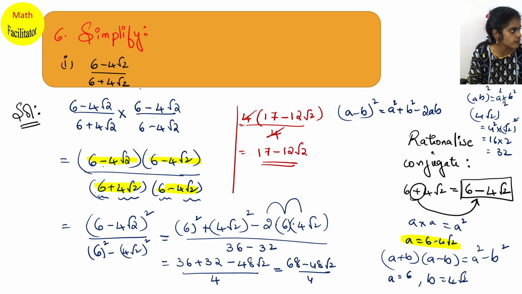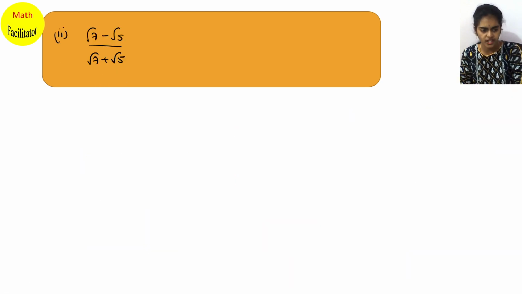So 6 minus 4 root 2 divided by 6 plus 4 root 2, you are able to simplify it as 17 minus 12 root 2. Is this clear everyone? Okay, so let us proceed to the next question.